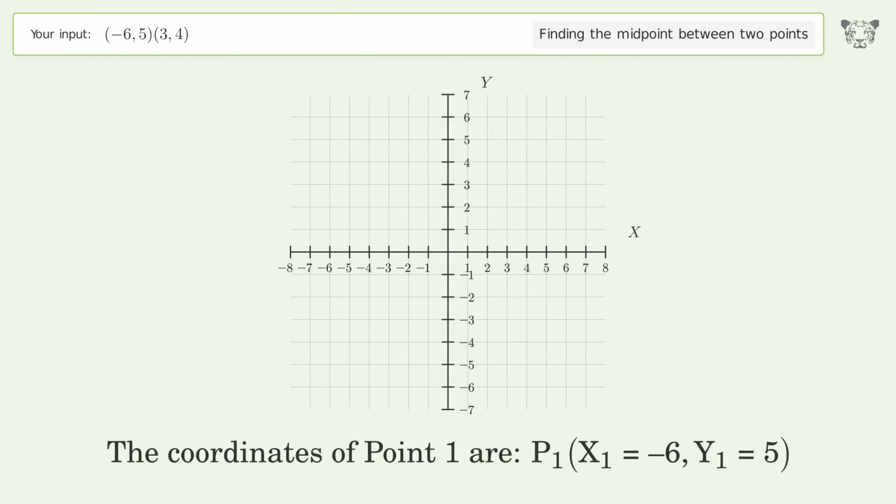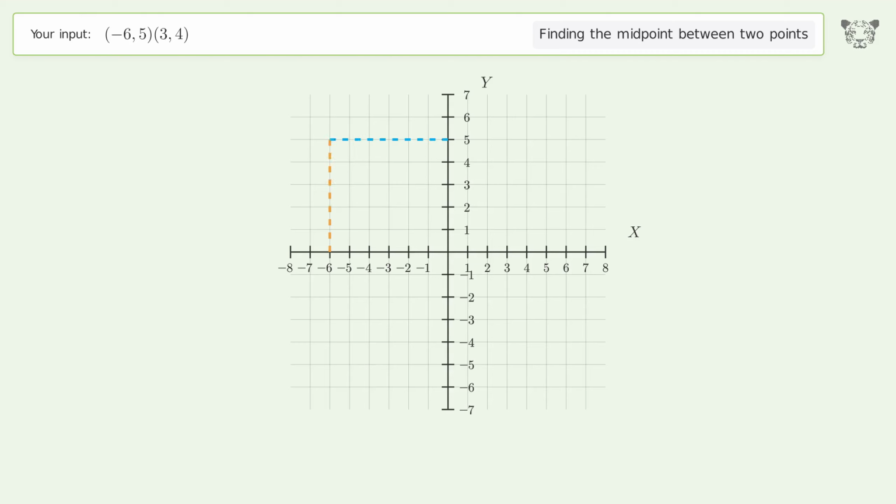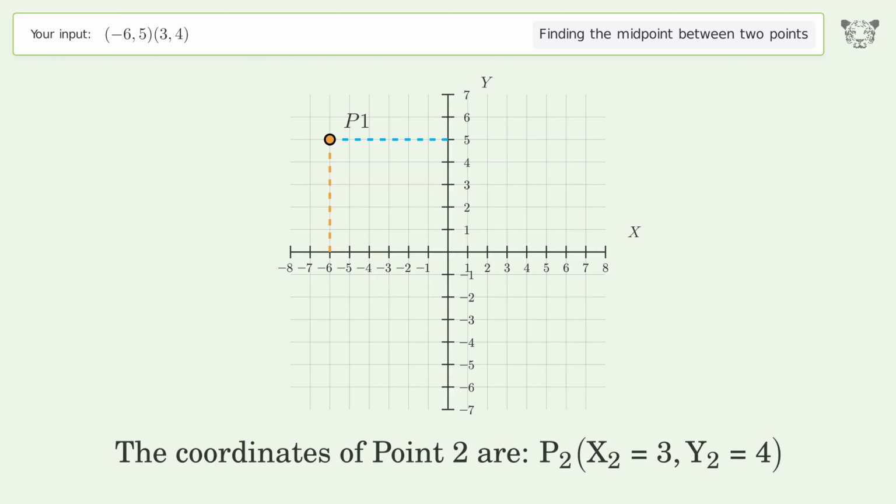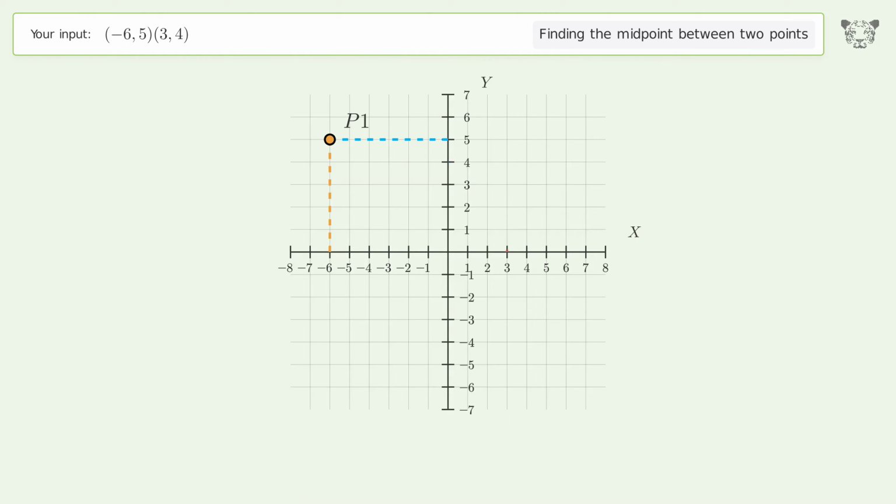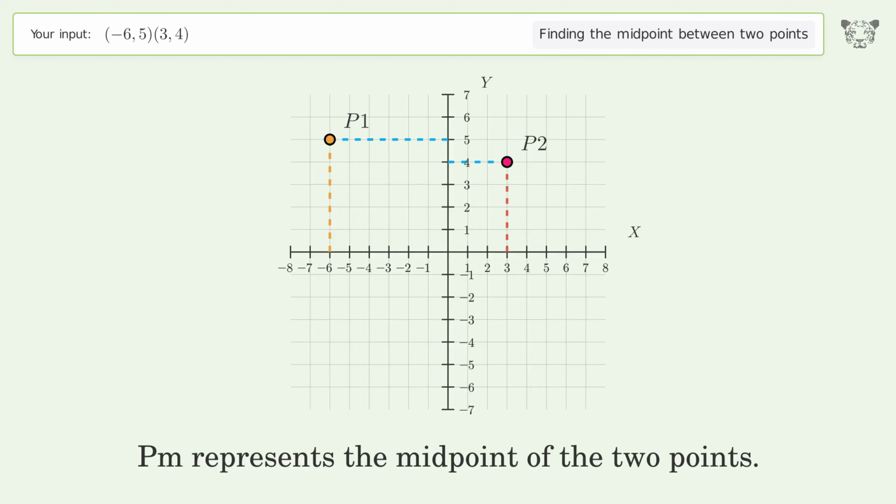The coordinates of point 1 are, x1 equals -6, y1 equals 5. The coordinates of point 2 are, x2 equals 3, y2 equals 4. PM represents the midpoint of the 2 points.